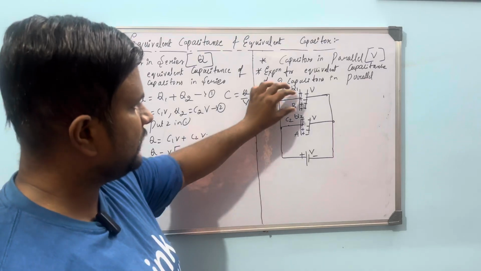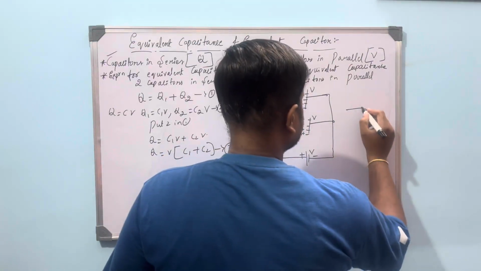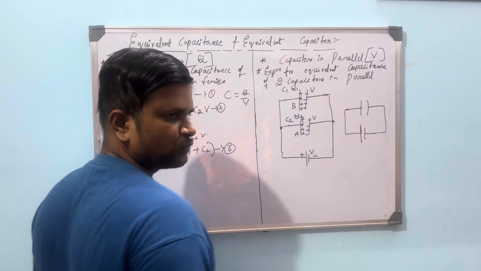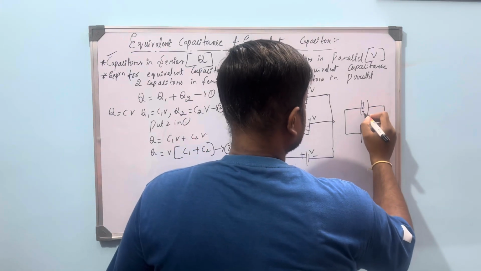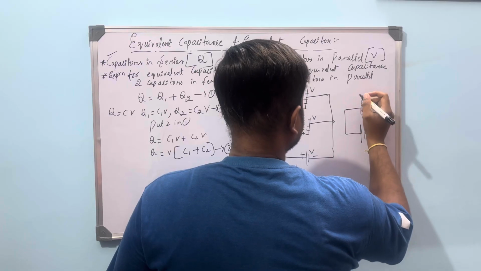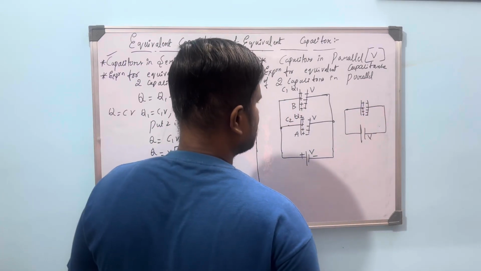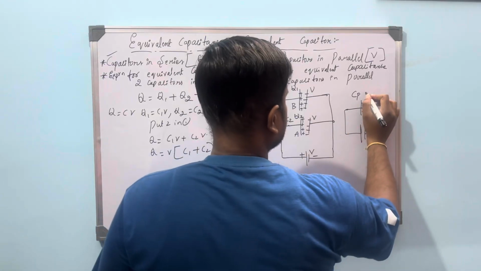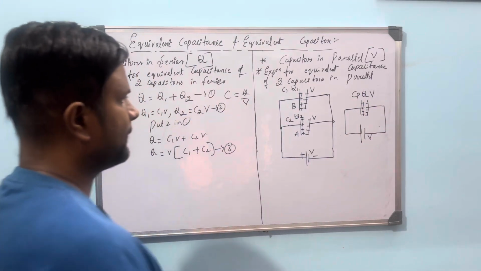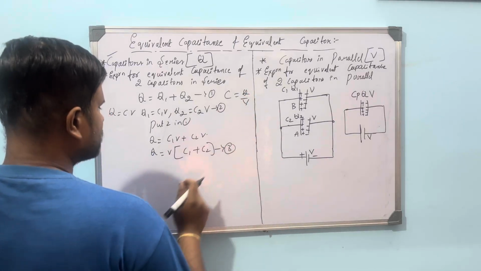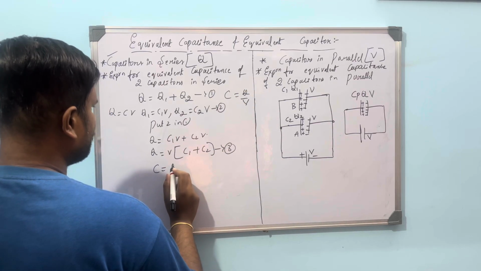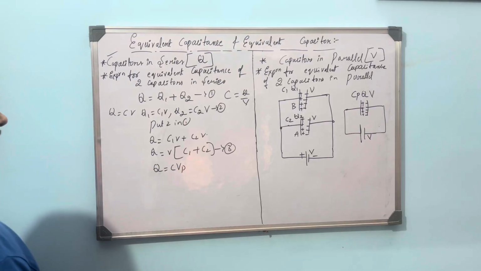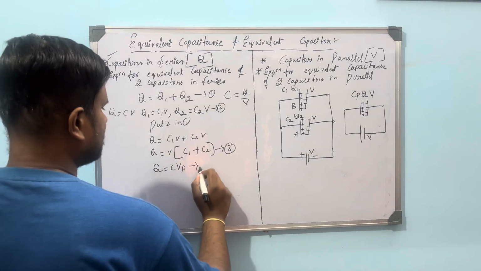Now if this combination of capacitors is replaced by one equivalent capacitor having the same charge as in equation 3, it has positive and negative charges and a potential V. Here I will write Cp, for capacitors in parallel, with charge Q and potential V. So Q is equal to Cp into V, since the capacitors are in parallel. Call this equation 4.